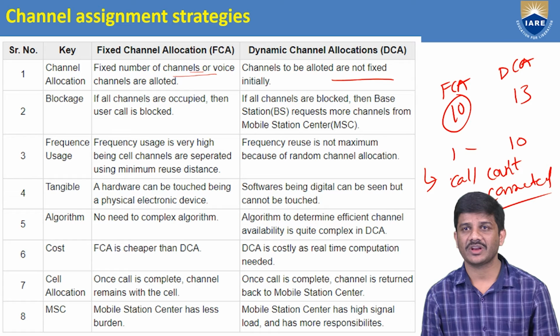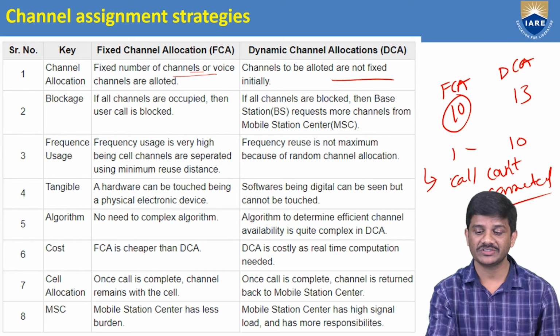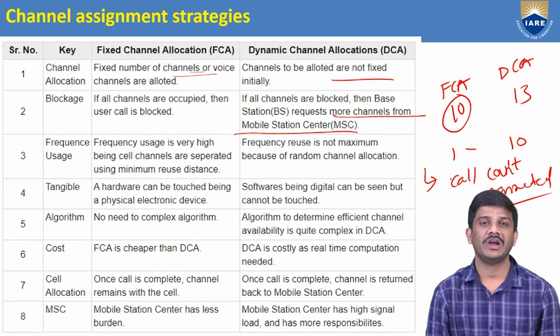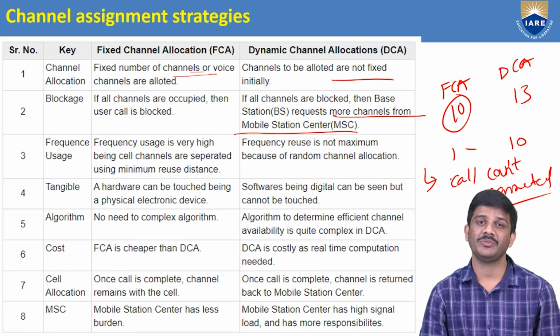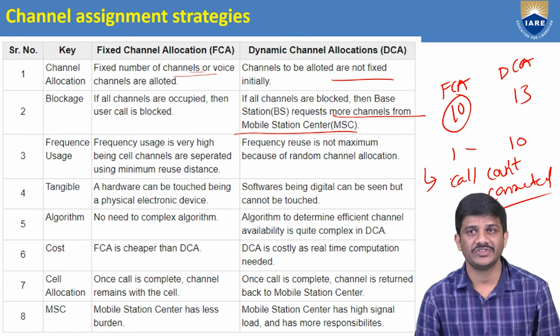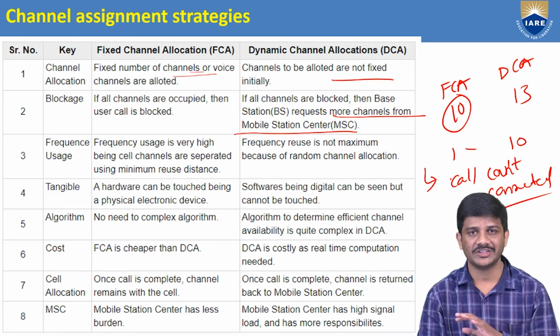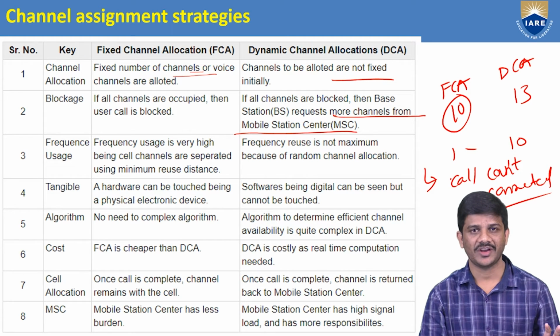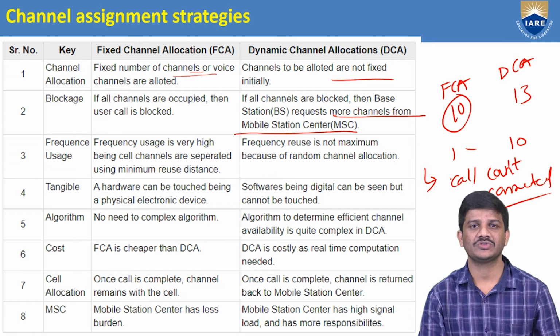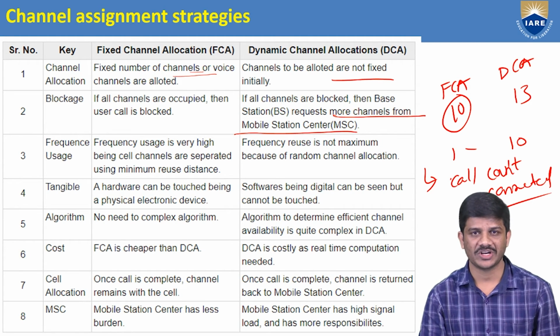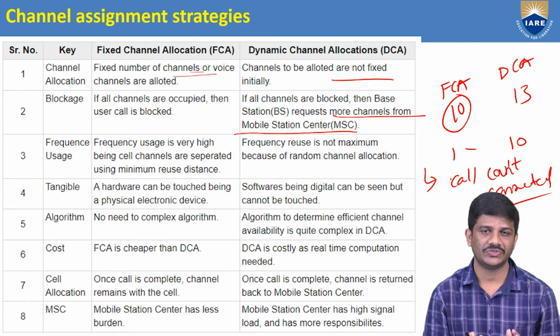If all channels are blocked, the base station requests more channels from the mobile switching center, that is the MSC. There we give the request. Here all channels are occupied. We need channels, for that purpose we are giving the request to the MSC. They allocate the channels to the fixed channel assignment strategy. Clear? Okay, don't confuse.